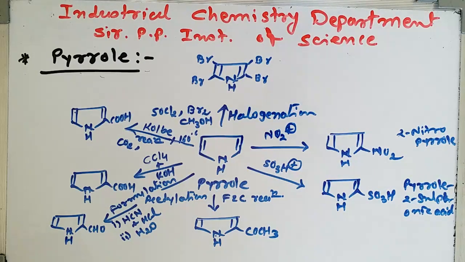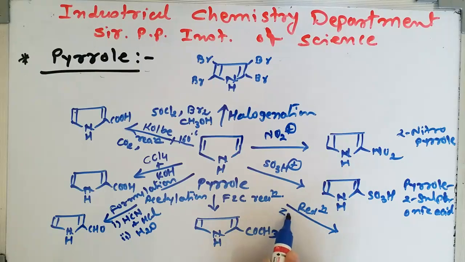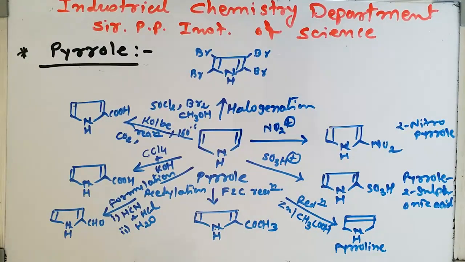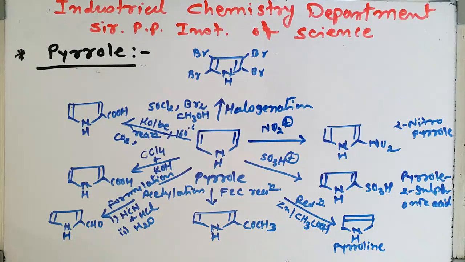If we take reduction, we have one more reaction. Reduction takes place with the help of zinc dust and acetic acid. Then pyrroline is produced. This is pyrroline.